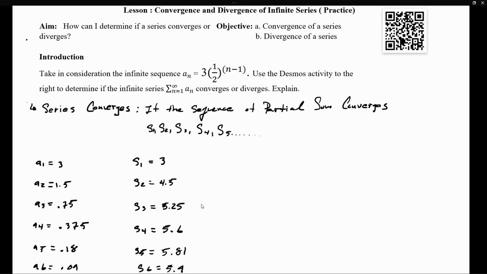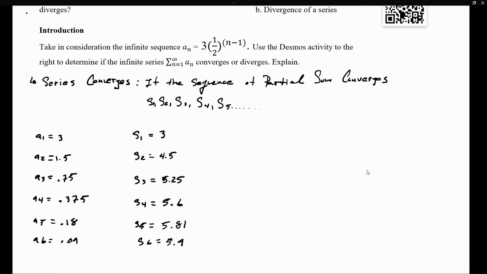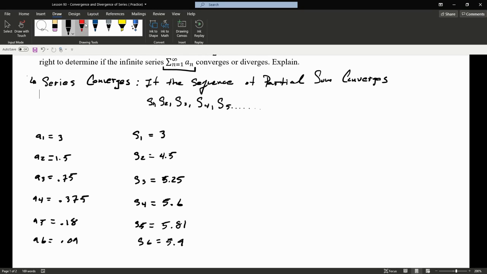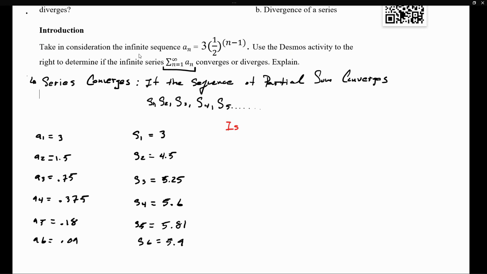Keep in mind what we're doing here. We want to determine if the actual series converges. To see if a series converges, we have to take a look at the sequence of partial sums. So the question that we want to answer is: is the sequence of partial sums converging?